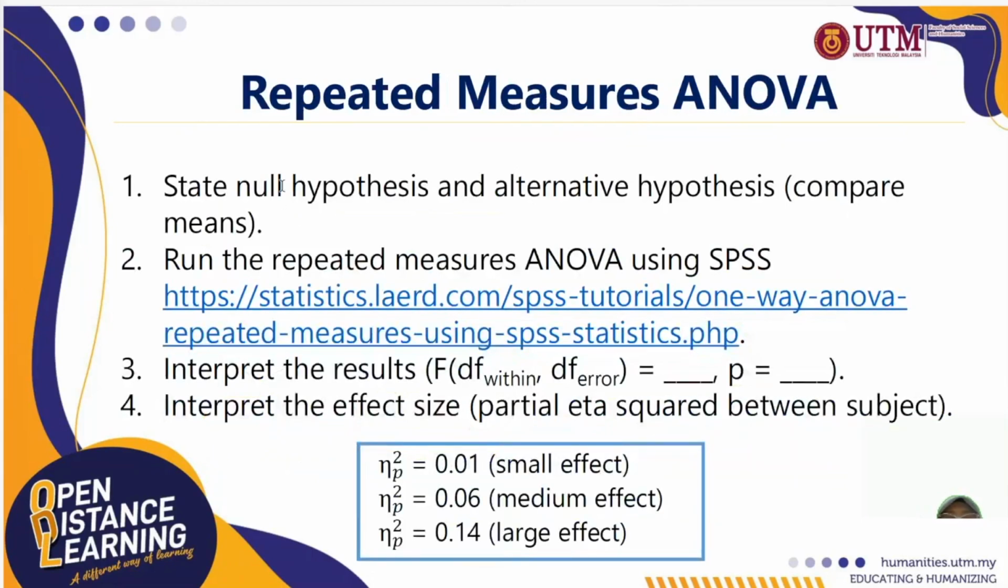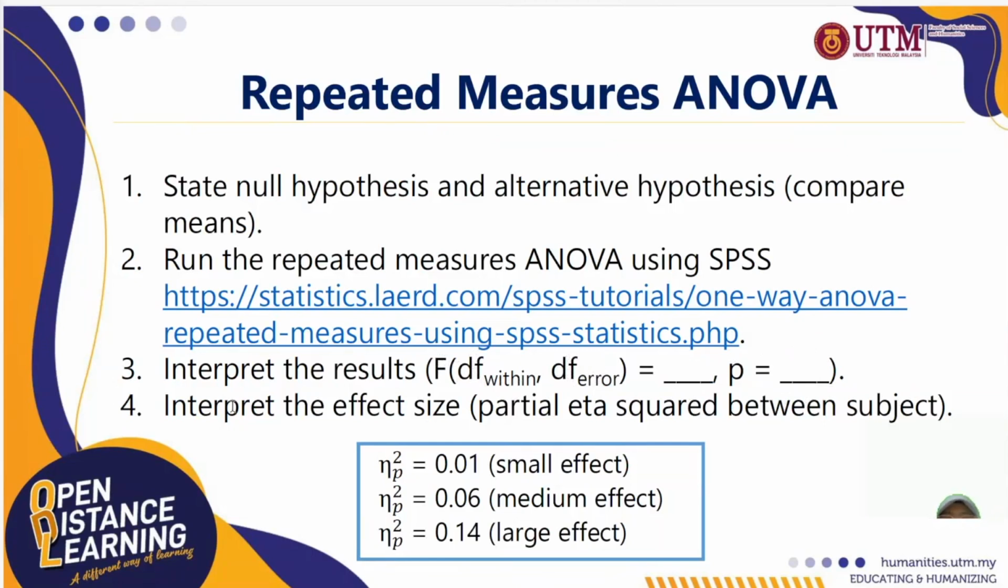So, the steps for the repeated measures ANOVA. State the hypothesis to compare means. Run the repeated measures ANOVA using SPSS or any statistical tool, and then interpret the results. You should write F, and inside the brackets is the value of the F within, while here is the value of the F error. And this is the value for F, while here is the value for p.